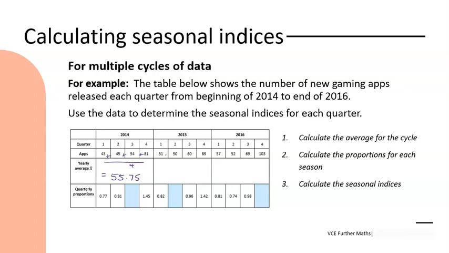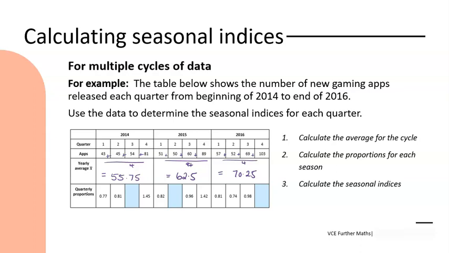I repeat this now for 2015. So again, 51 plus 50 plus 60 plus 89 and divide by 4. And I get a yearly average of 62.5. And finally, 2016, 57 plus 52 plus 69 plus 103 divided by 4. And I have 70.25. It's my yearly average there.